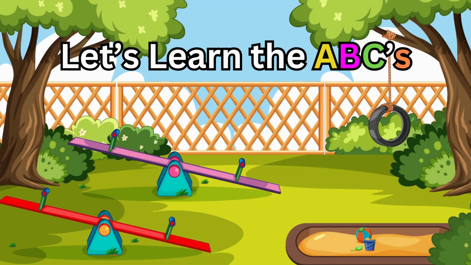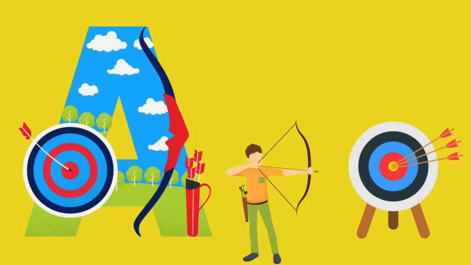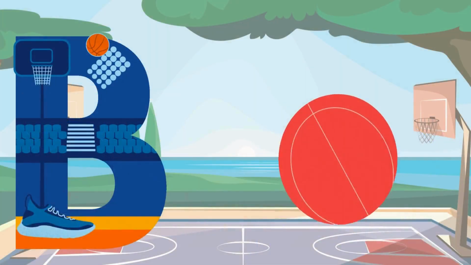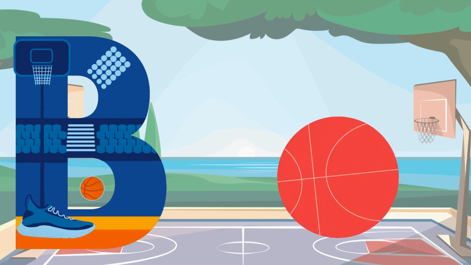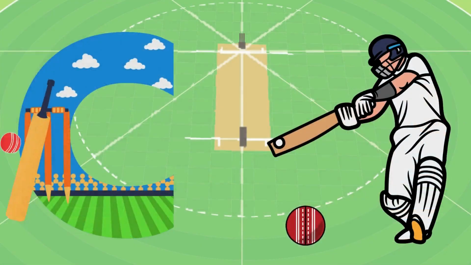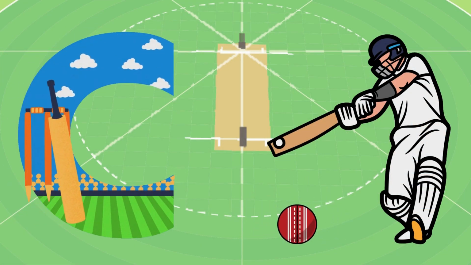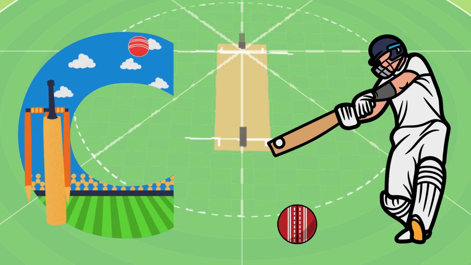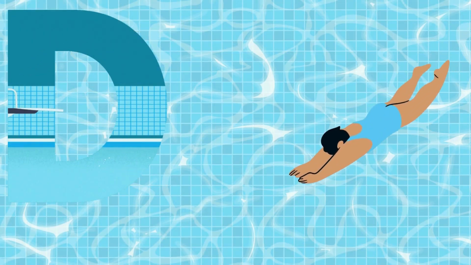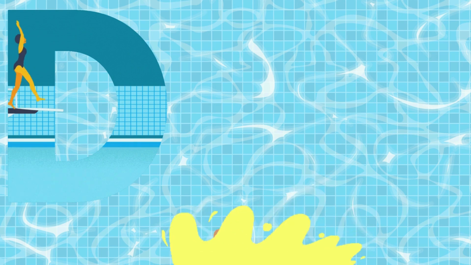Hi friends, ready to learn the ABCs? Let's get started. A is for archery. Can you say A? Great. B is for basketball. Can you say B? And C is for cricket, a super fun sport. Can you say C? Perfect. D is for diving. Can you say D? Excellent.